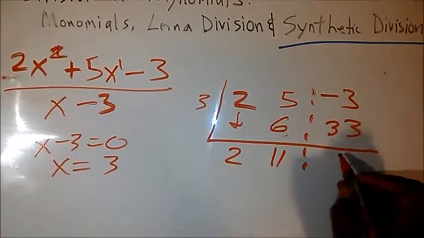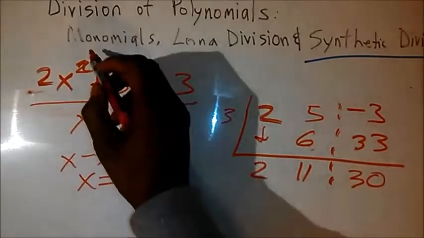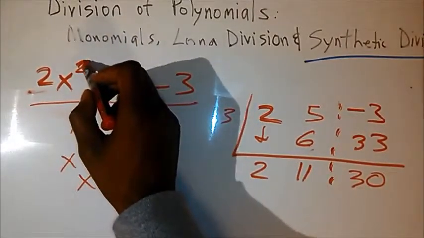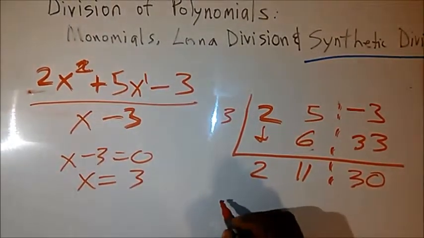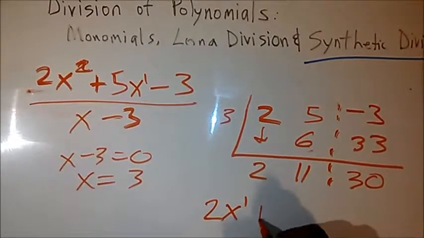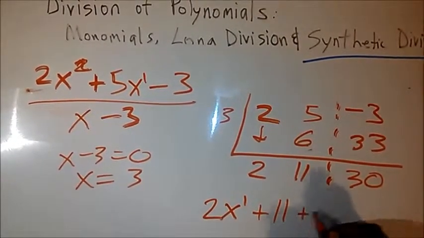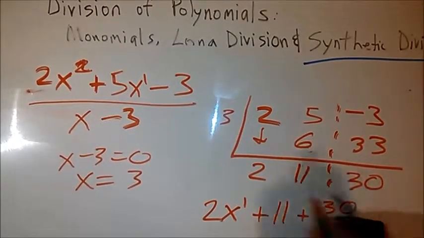33 minus 3 is going to be 30. Hey, that's going to be our remainder. We look at our highest power, it's going to be 2. So this is going to be 2x plus 11. Remainder is 30, plus 30 over the divisor.